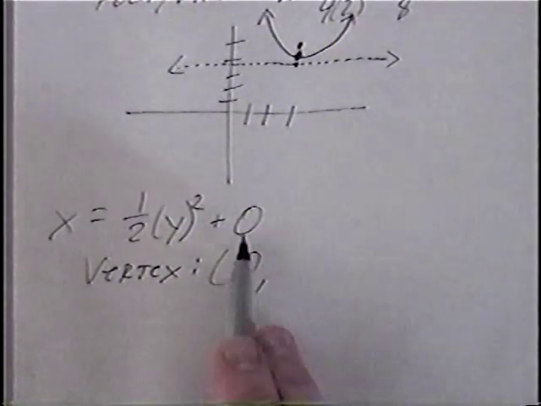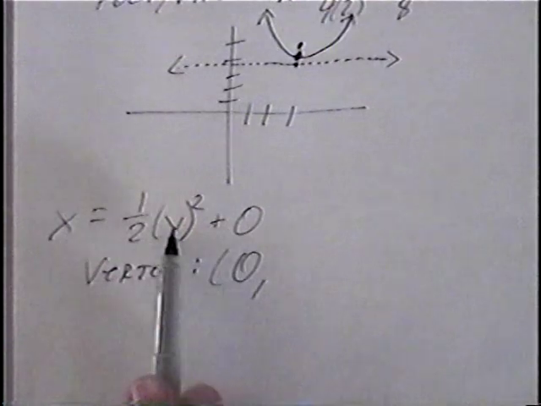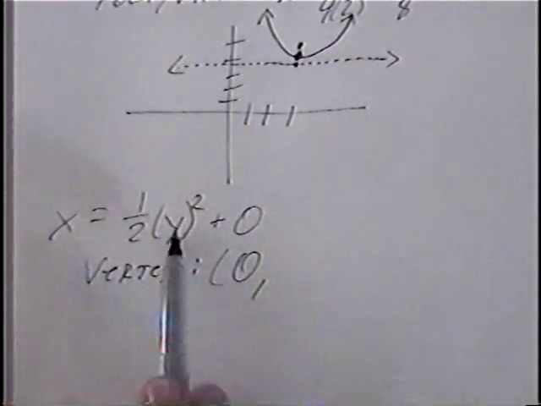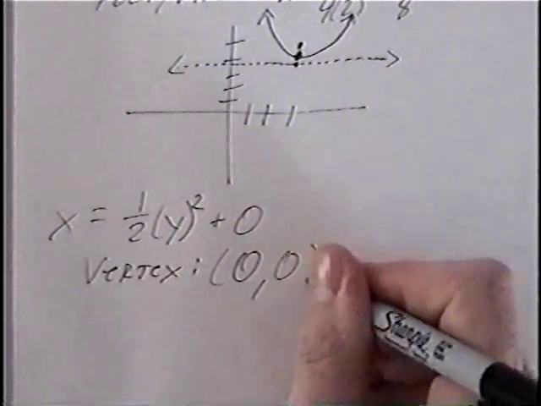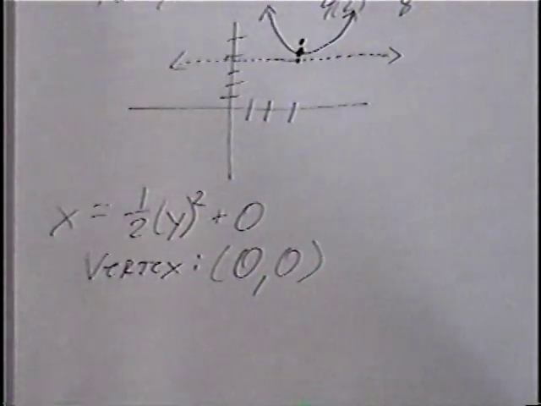And the y value, again, standard form would be the number at the end, but since x and y switched, the y value would be the number inside the parentheses. If there's no number there, it would be a 0.